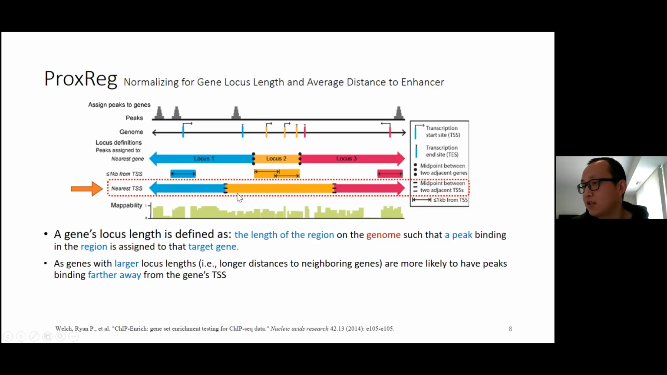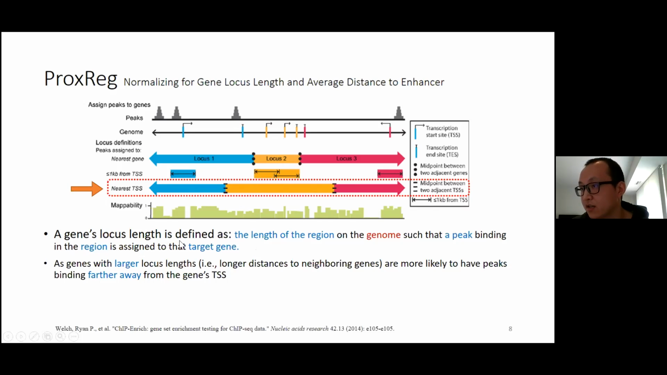This locus definition is from the ChIP-Enrich package, a paper that our lab previously published. The gene locus definition is something like this. These points here are the midpoint between two adjacent TSS. In that way, for this blue gene in this figure, those two peaks will be assigned to the blue gene because they are located in this gene locus. And these peaks are located within the yellow gene, so they will be assigned to the yellow gene.